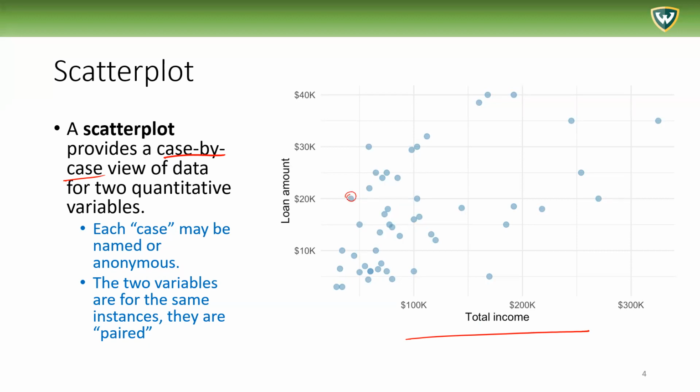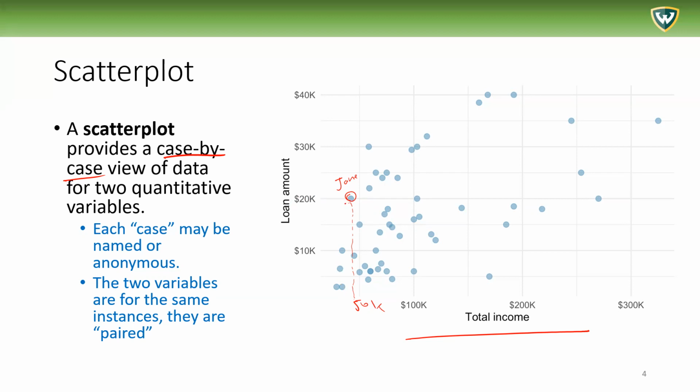So let's talk about this individual here. Let's assume this is Jane. Jane has a total income of about here, which is about 60, or not 60. So this must be 50, right? 50K. So this is a little less than 50K, and the loan amount is about 20K, 20,000.